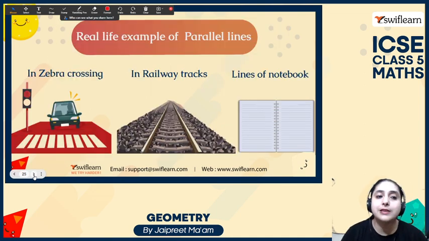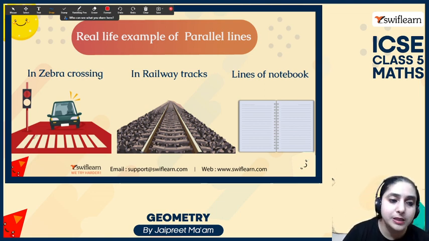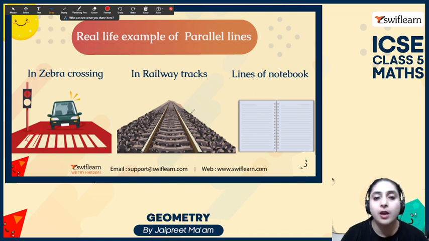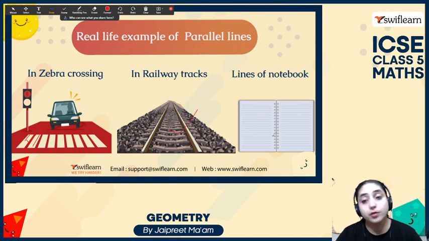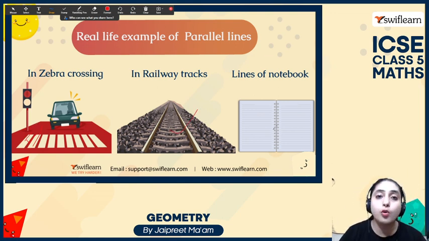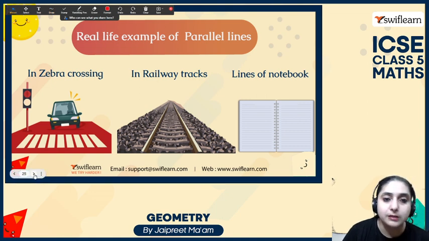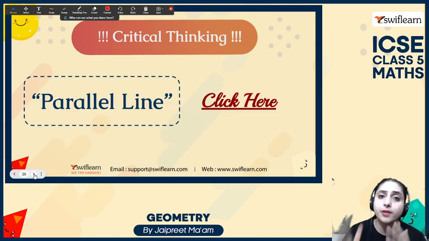So a real life example: zebra crossing. तो सबने देखा होगा, white and black. This is an example of parallel lines because these lines are not going to meet. Railway tracks, lines of the notebook. So open your notebooks and check the lines. These are straight lines and they are not going to meet each other. They are parallel to each other. Every line is parallel to each other. So these are some real life examples of parallel lines. In geometry, we will always talk about real life because it's related to real life.